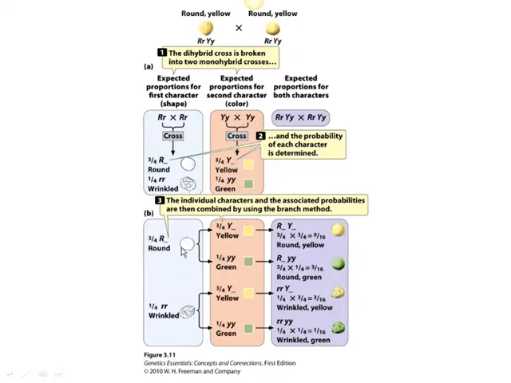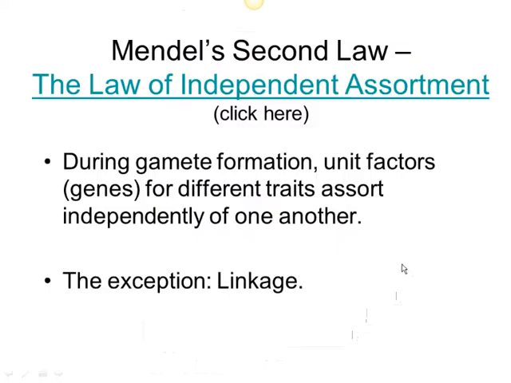The probability of being round and green is 3/4 times 1/4, 3/16. Wrinkled and yellow, 1/4 times 3/4 is 3/16, and wrinkled and green, 1/4 times 1/4 is 1/16. So mathematically you can come up with the same prediction of those ratios. So Mendel's Law of Independent Assortment is just saying that, and I like to rename it Mendel's Law of Independent Segregation, because it is the law of segregation.